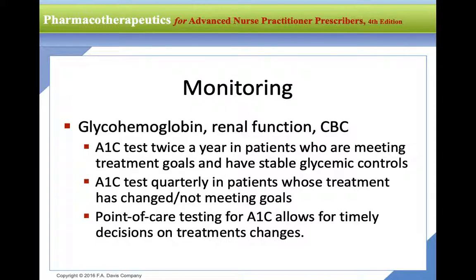You're going to watch renal function, because we know that uncontrolled diabetes leads to renal insufficiency, and then watch for a CBC, or monitor CBC.